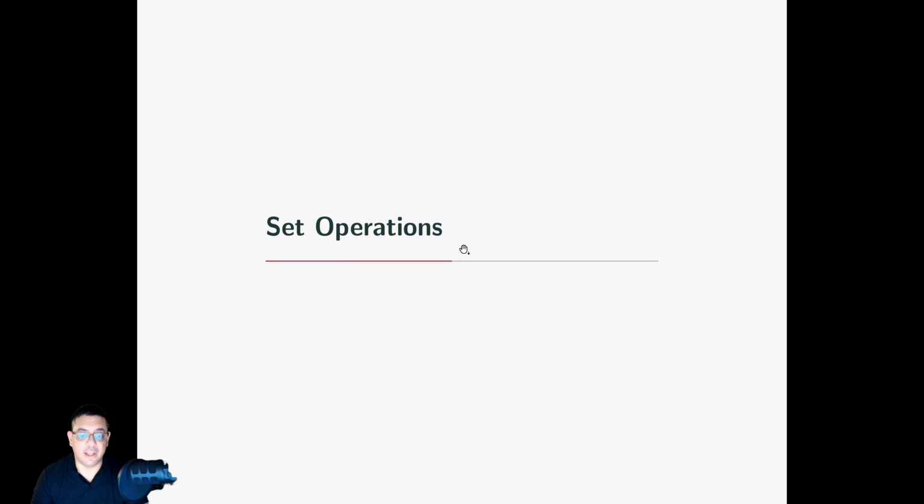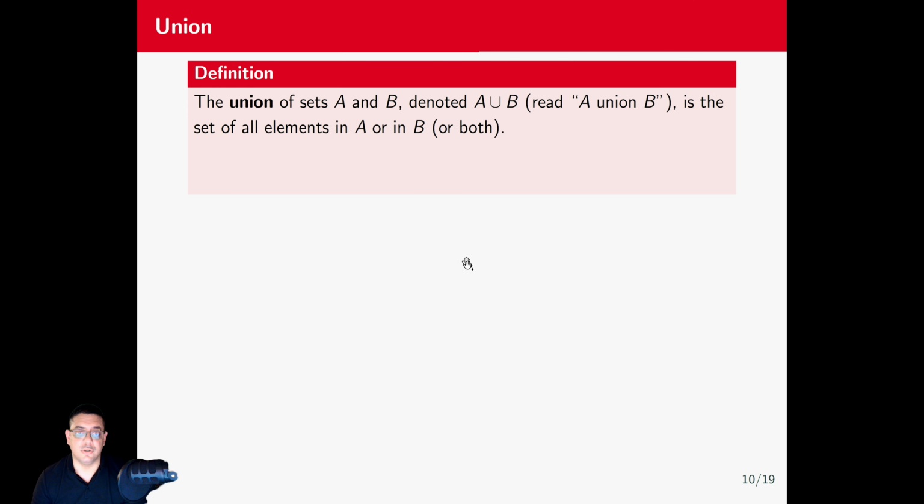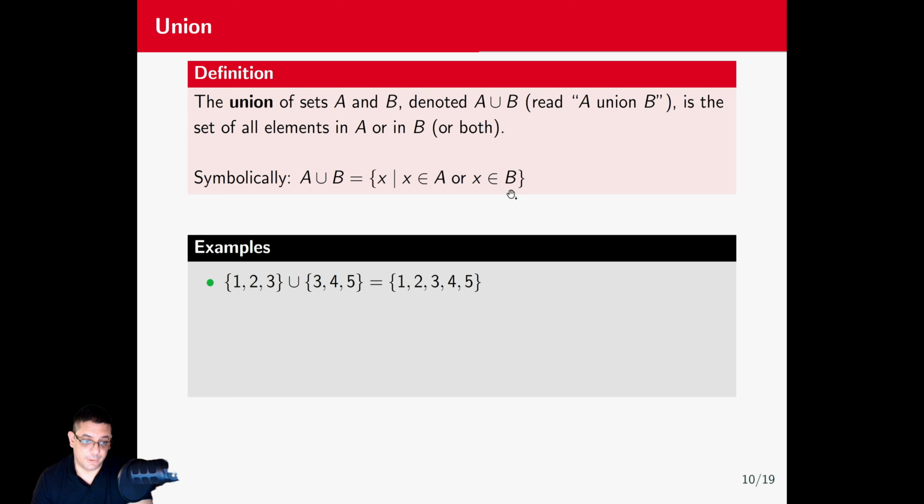Now let's talk about set operations. We have a couple of those. We have the union, and for two sets A and B, the union is the reunion of all the elements in A together with B, or all the elements in A or in B. Symbolically, this means A union B is the set of x such that x is in A, or x is in B.